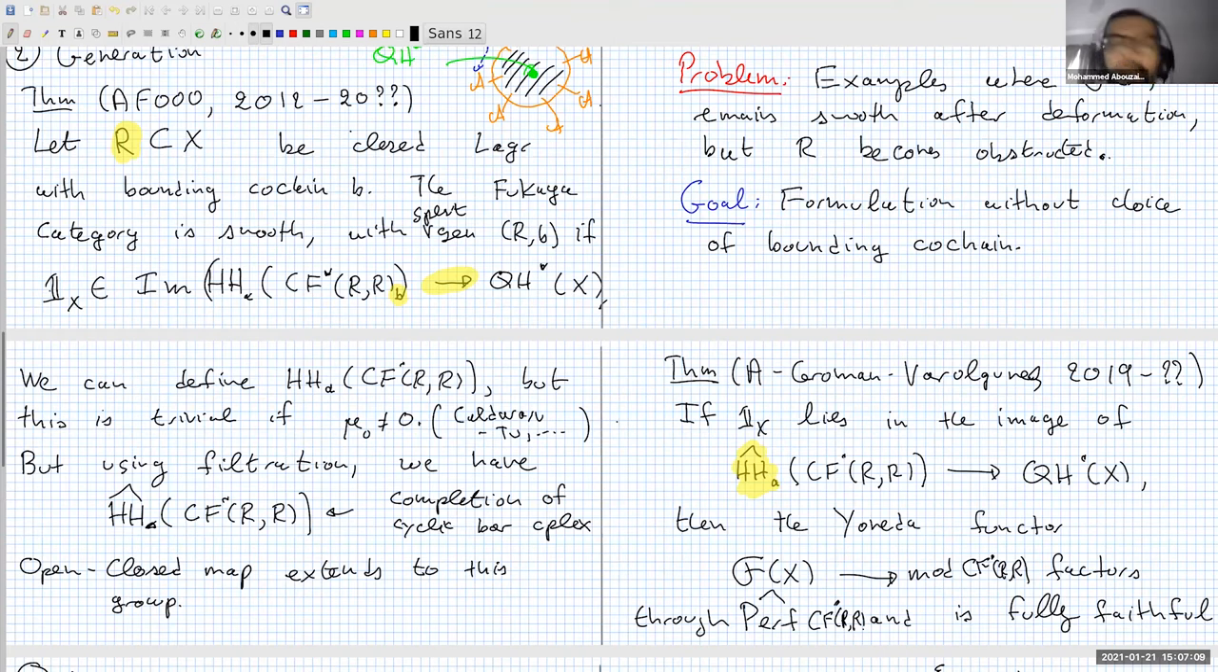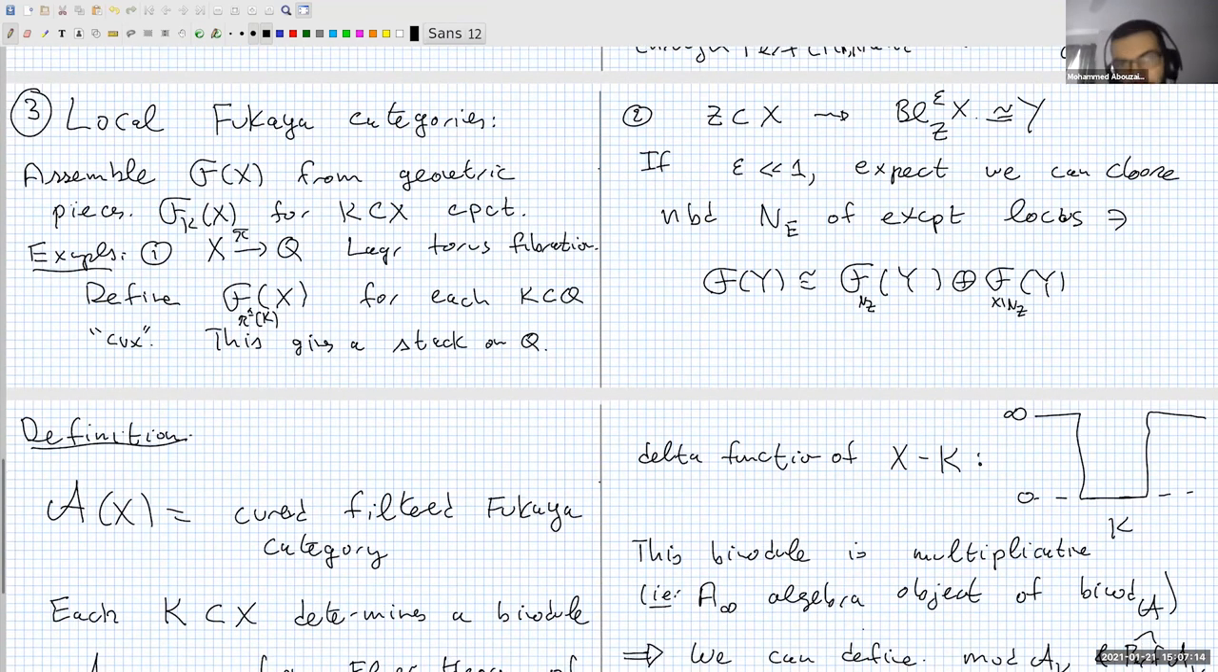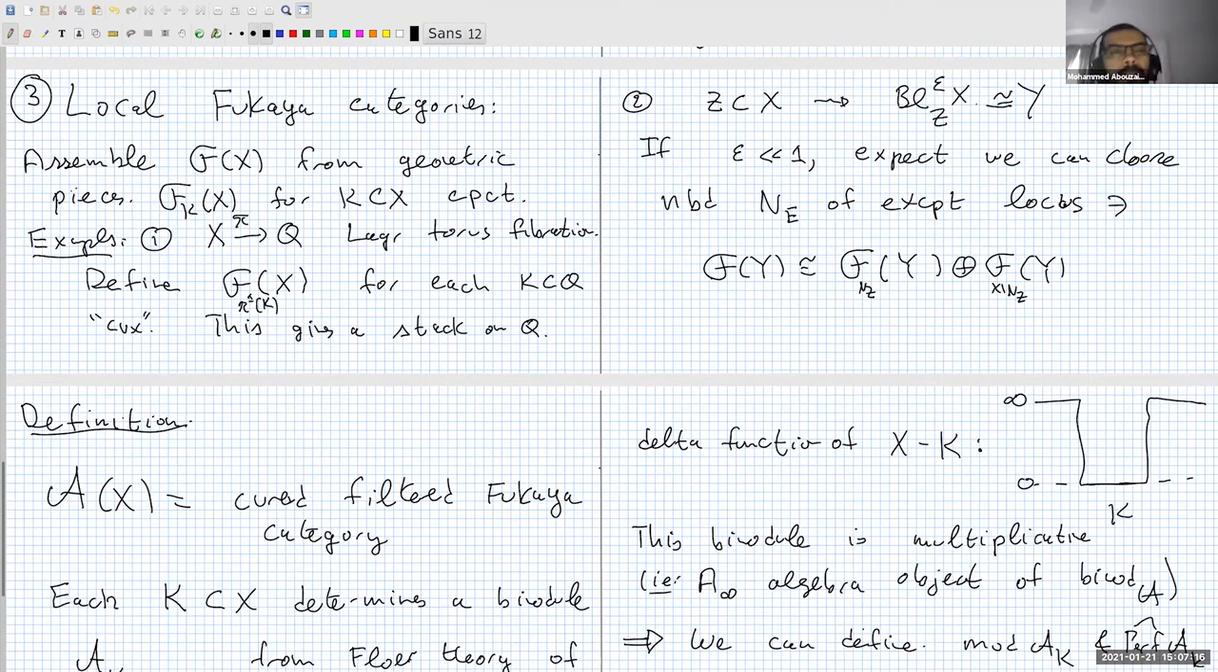Okay, so let me move on to the third topic, which again is sometimes the origin of all this extra homological algebra and why we needed to do it. The third topic is what's called local Fukaya categories. So the hope is to assemble the Fukaya category of X from certain geometric pieces.